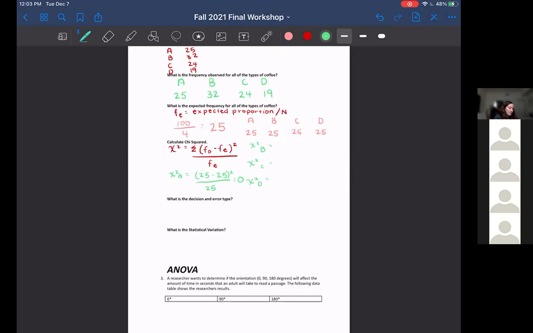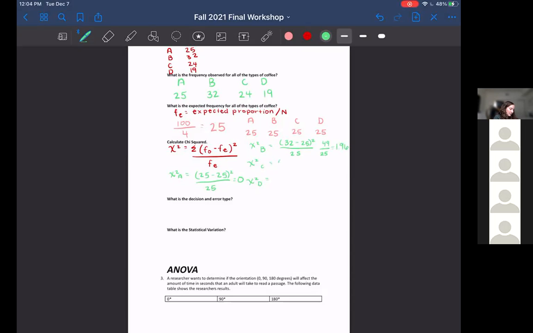So what was the frequency observed for B? 32. Good, 32. So minus 25 squared divided by 25. So what's 32 minus 25? 7. Okay, 7 squared. So that should be 49 divided by 25, right? Yeah. Okay, and then what is 49 divided by 25? I got 1.96. Correct, yes, 1.96.